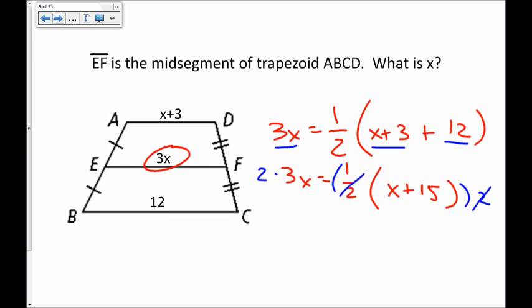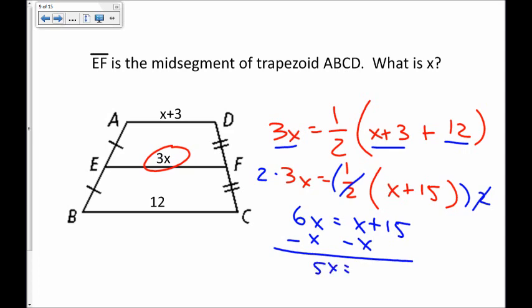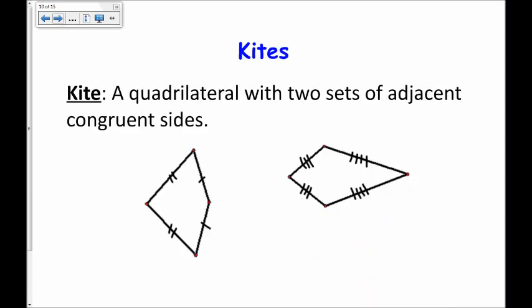That cancels with that. So I have 6x is equal to x plus 15. And I'll subtract x from both sides. And 5x is equal to 15. So if I divide both sides by 5, x is equal to 3. And I was asked to find x, so I've done that.